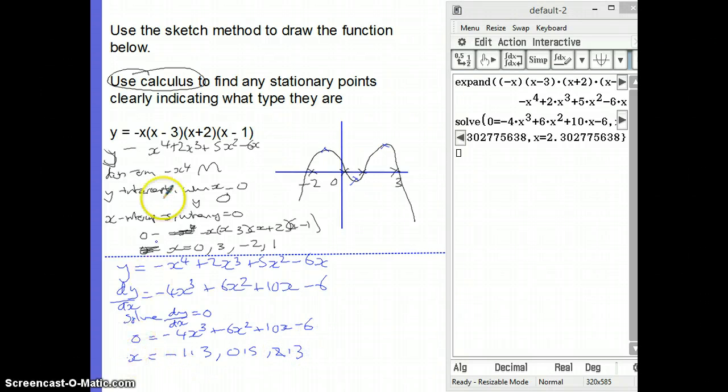Now our y values are going to come from subbing it back into the y equals equation, not dy by dx. Remember, if you sub that in, all you're going to get is 0, or very close to it because we've rounded here. If you want to work out what y is, so we have the x parts of our coordinates here, negative 1.3, we're missing the y part here, and this one is 0.5, and we're missing the y part, and this one is 2.3, and we're missing the y part.